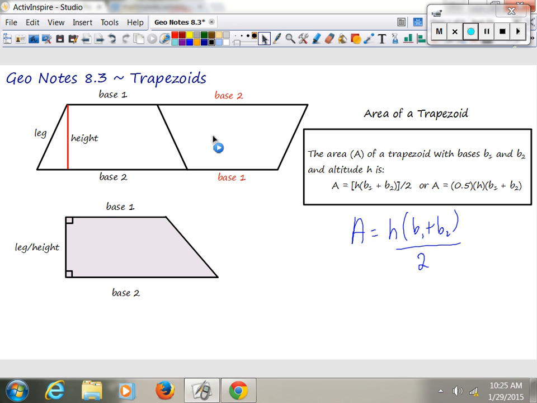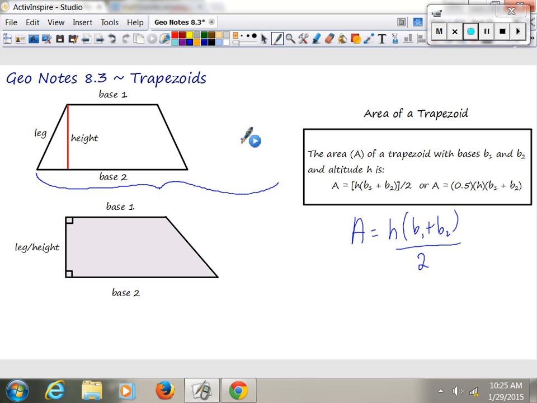What's the area of this parallelogram? Base times height. How do I find the base? How do I find this entire base? You add the base 1 plus the base 2 to get the whole base, right? So the area of this parallelogram would be base 1 plus base 2 times the height. But how much of that parallelogram do I really want? I only want half of it to get the trapezoid, so that's how they divided by 2. That's how they came up with the formula.